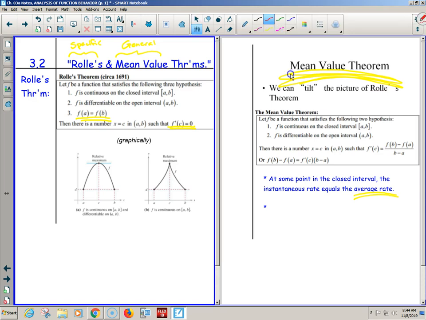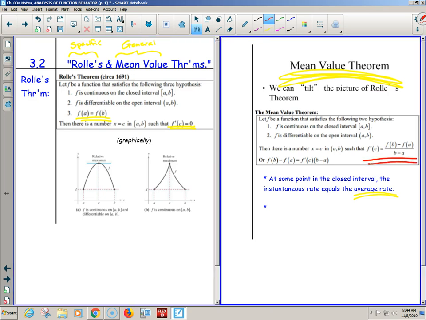But the mean value theorem says there is a number x equals c such that the instantaneous rate equals the average rate. F prime of c equals F of b minus F of a all over b minus a. So technically, when F of a equals F of b, F prime of c will equal F of b minus F of b all over b minus a. That's going to be 0. That is Rolle's.